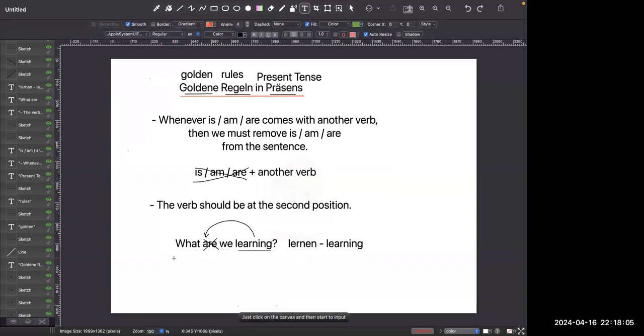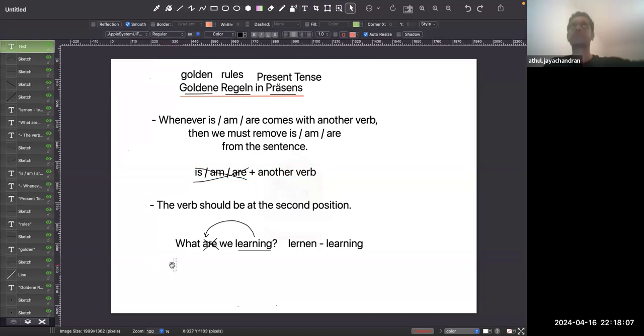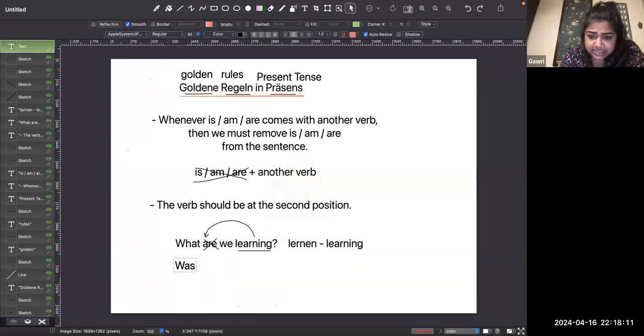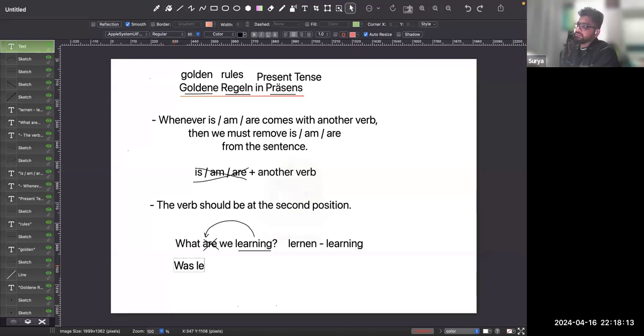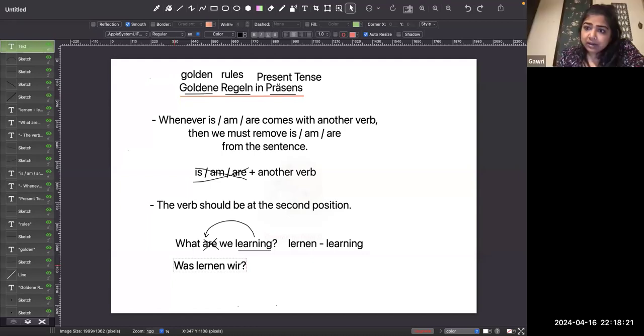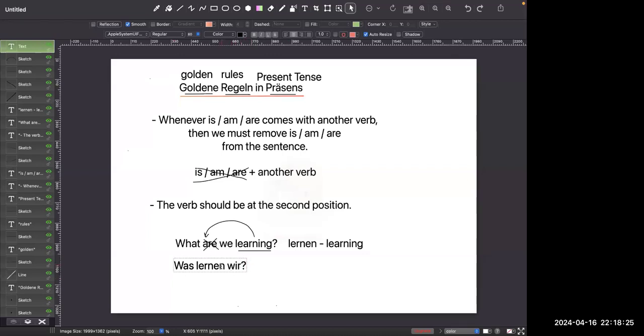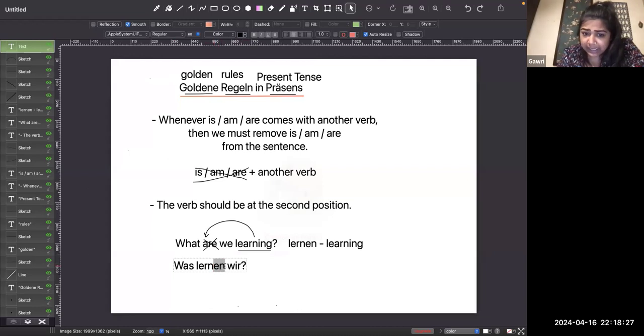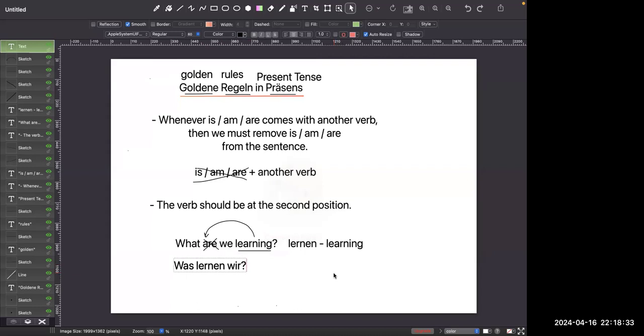Was lernen wir. Lernen with wir. With wir we always put the en ending. Was lernen wir. Yes.